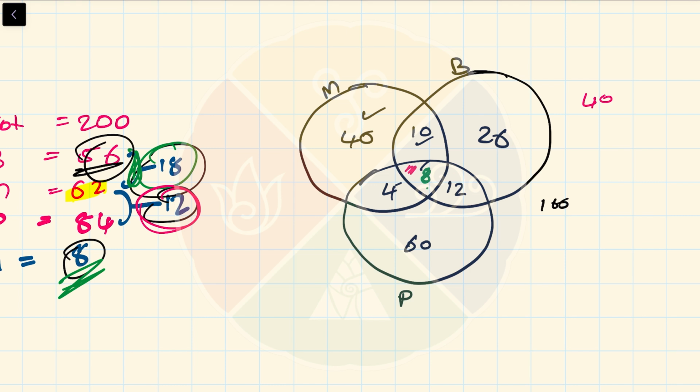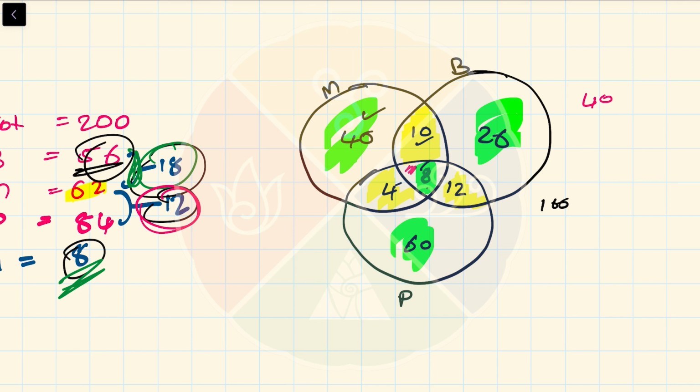So we know that 8 people are selecting all the subjects. But what if the question is asking you to find the people who took just 2 subjects? Just 2 subjects means it should only come over here, here and here. Every other place, if you look, you will find only single subjects here, and 3 subjects here. So only the highlighted portions, 10, 4 and 12, are the people who took only 2 subjects. So the answer is 10 plus 4 plus 12. Only 26 people took 2 subjects.